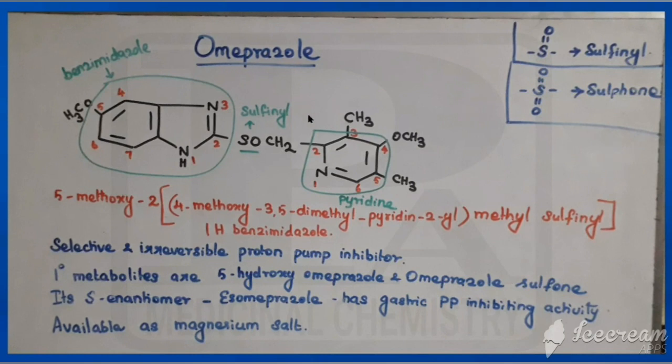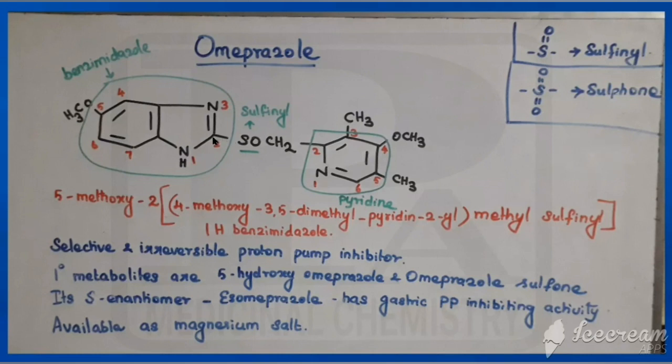So we'll see the structure of omeprazole. It has a benzimidazole nucleus. What is meant by benzimidazole? Benzene that is fused with imidazole. The fusion of these two is called benzimidazole, and the fifth position has a methoxy group, and the second position of benzimidazole has a sulfinyl group. SO is called sulfinyl. If S is connected with two oxygens, that is called sulfone. Here it is connected with only one oxygen, so it is called sulfinyl.